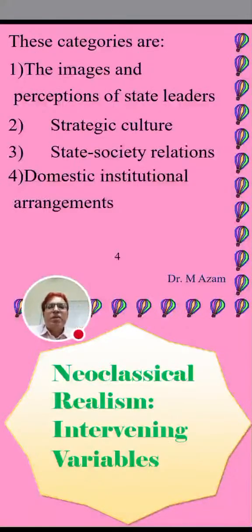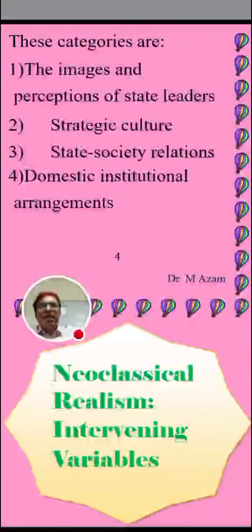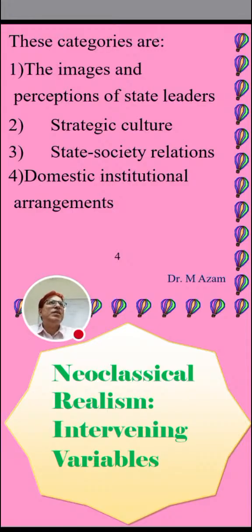Number four, domestic institutional arrangements. Domestic means national level, within the state. Domestic institutional arrangements. What kind of institutions exist within a state, and how those institutions are linked, connected? What is the relationship among those state institutions?